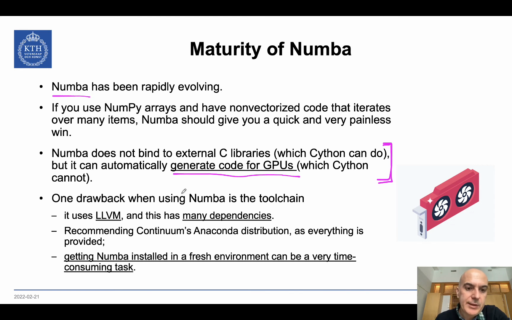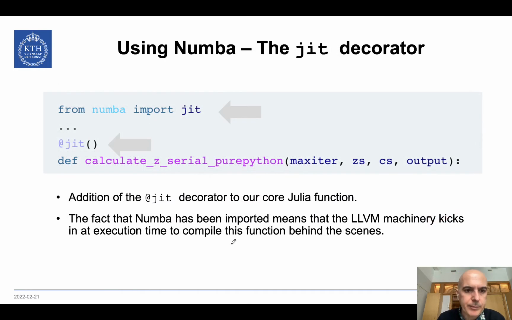One of the drawbacks of Numba is really the difficulty in installation, and that is coming from its toolchain. Numba uses LLVM, and it has many dependencies. So one recommendation is to install Numba via Anaconda. Everything is actually provided. Getting Numba installed in a fresh environment can be very time consuming. Also, some architectures, for instance the recent Mac M1 processors, are not yet supported by Numba. So not all platforms at the moment are supported.